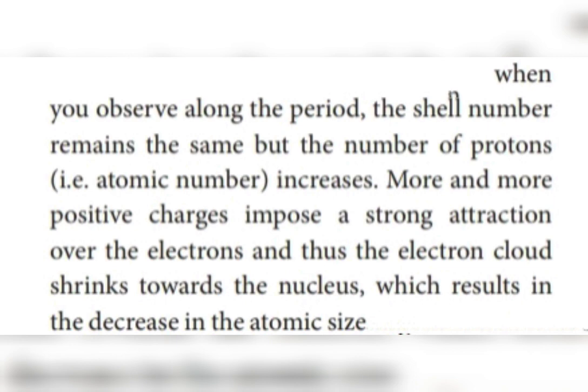When we observe along the period, the shell number remains the same, but the number of protons increases. More and more positive charges impose a strong attraction over the electrons, and thus the electron cloud shrinks towards the nucleus. So, the atomic size decreases.